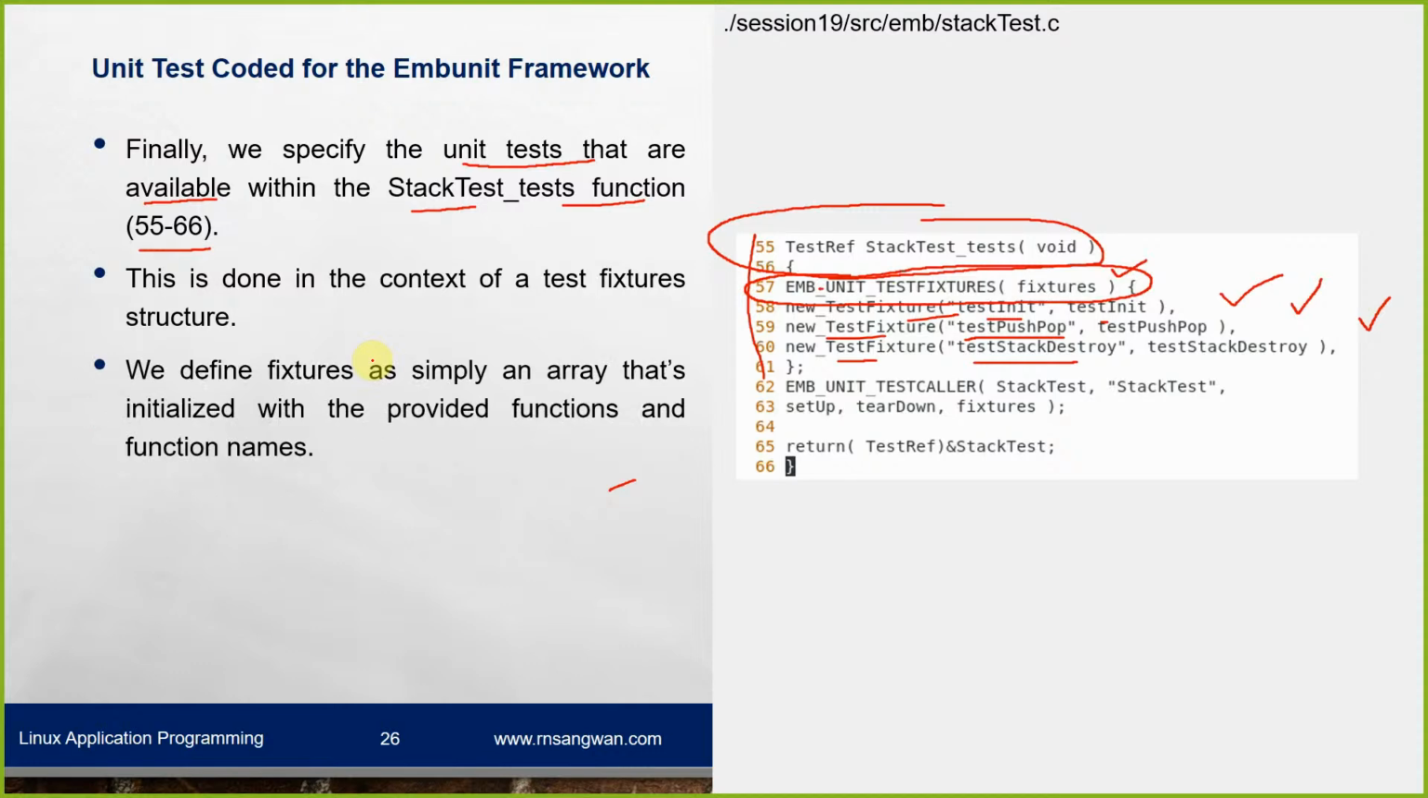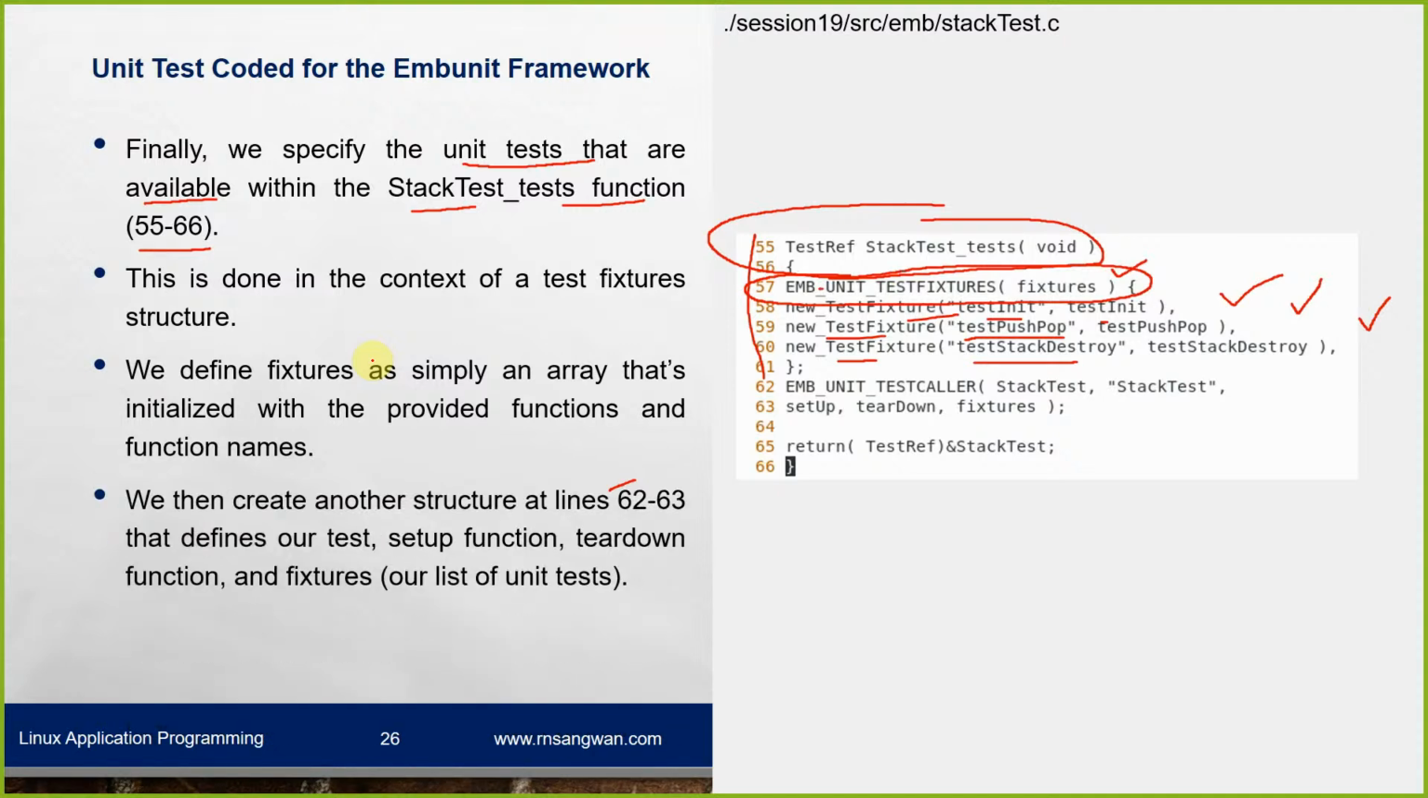We define fixtures as simply an array that is initialized with the provided functions and function names. We then create another structure at lines 62 to 63 that defines our test, setup function, tear down function and fixtures. That is our list of unit tests. This new structure, called the stack test, is returned to the caller.